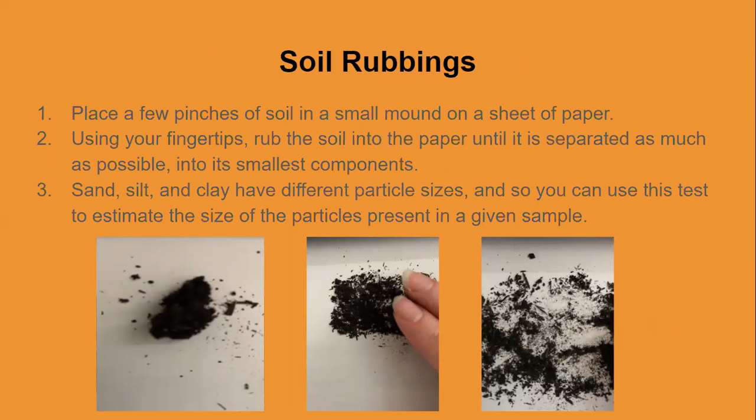First is soil rubbings or touch test. What you want to do is to place a few pinches of soil in a small mound on a sheet of paper. You can see in photo 1 here. Use your fingertips, rub the soil into the paper until it is separated as much as possible into its smallest components. Sand, silt, and clay have different particle sizes, so you can use this test to estimate the size of the particles present in a given sample. And we'll talk a little bit more about sand, silt, and clay in the following slides.